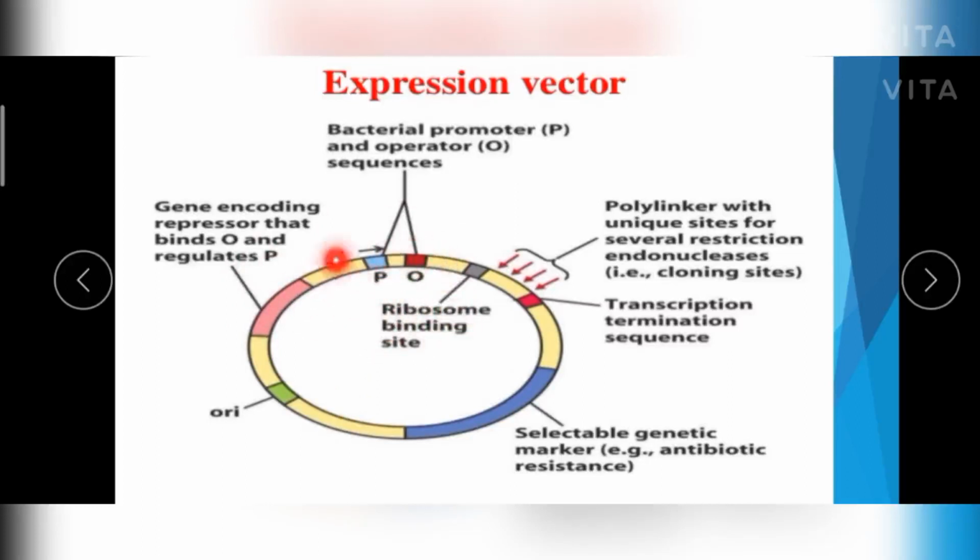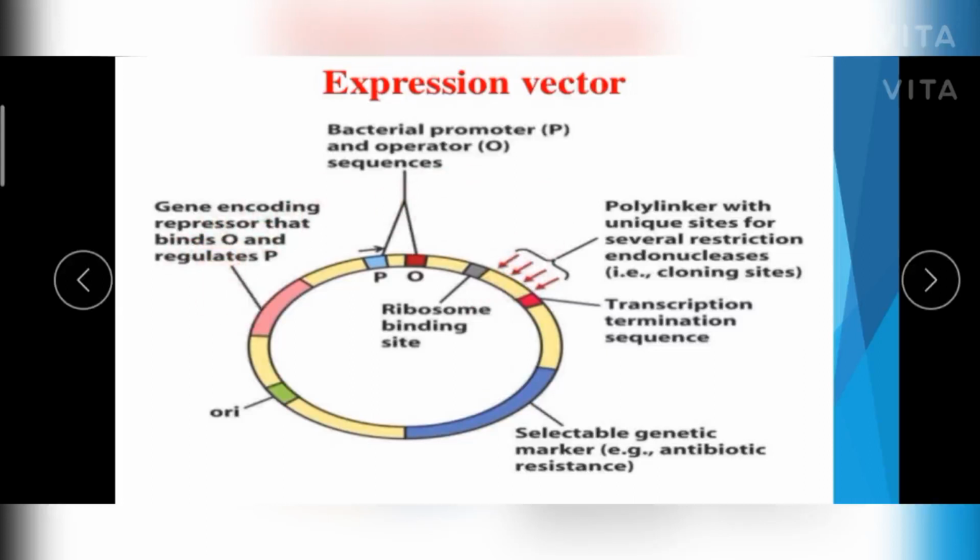So all these genes are added in addition to the normal genes which you are seeing in the cloning vector. Apart from the selectable marker, origin of replication, and polylinker site, you will have these regulatory genes in addition in the case of the expression vector. Why are these regulatory genes needed? To express the inserted foreign gene, or to produce the character of this gene, you require these particular regulatory genes.